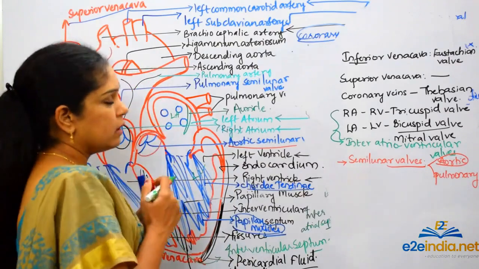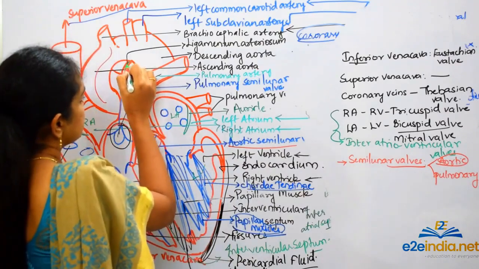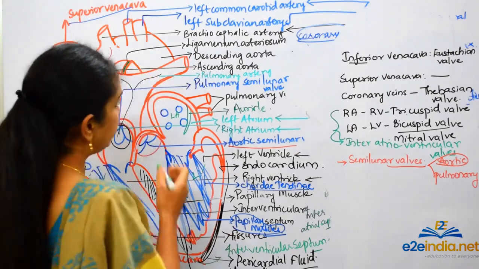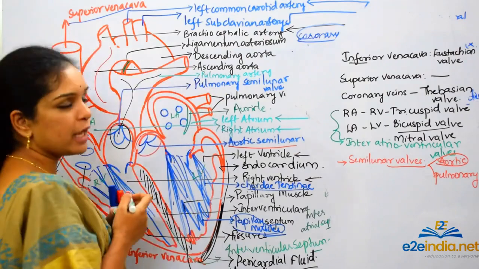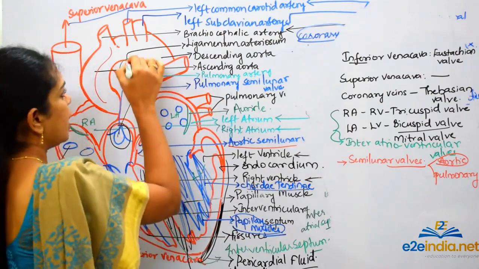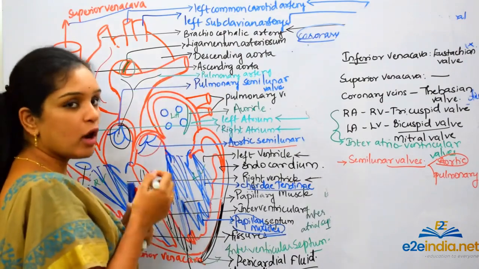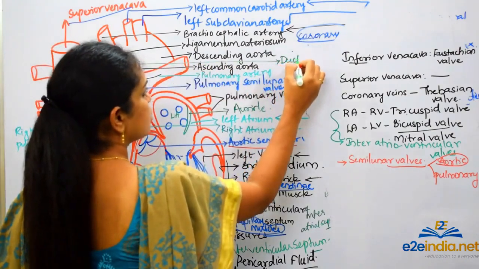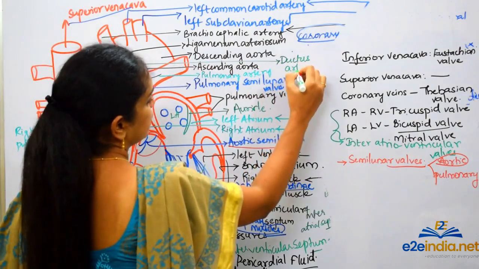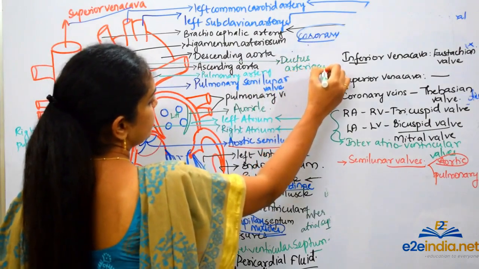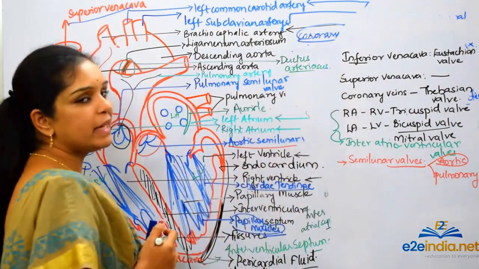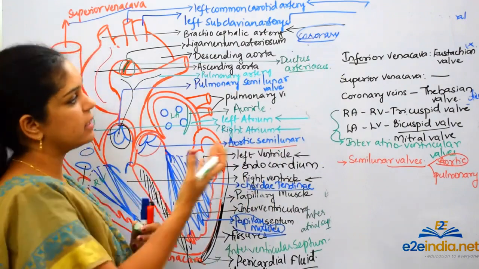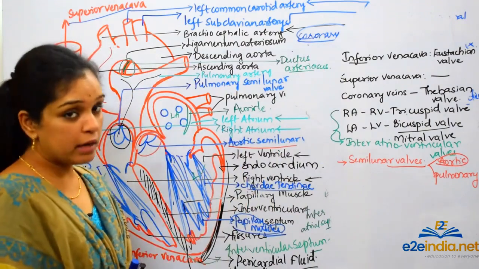And here if you observe, there is a small ligamentum arteriosum present between the pulmonary artery and the aorta. This ligamentum arteriosum in the fetal or embryonic stage is called the ductus arteriosus, which is an embryonic remnant. It is present only in the embryo, so we can consider it an embryonic remnant.